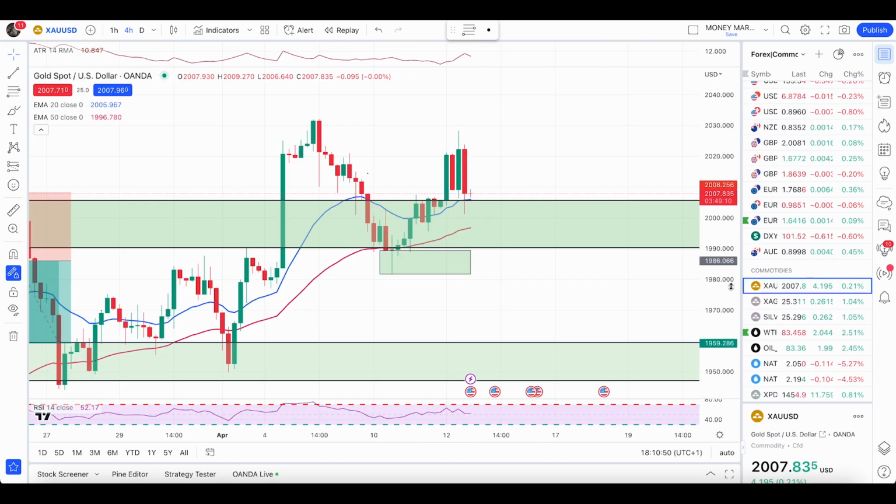Let's check gold. Gold is still above the level of support. Now at this point, I'm still expecting a push up. We can get a possible push down to the 50 EMA followed by a bullish engulfer. That is one of my entry conditions. If I have that, I will enter from the 50 EMA.